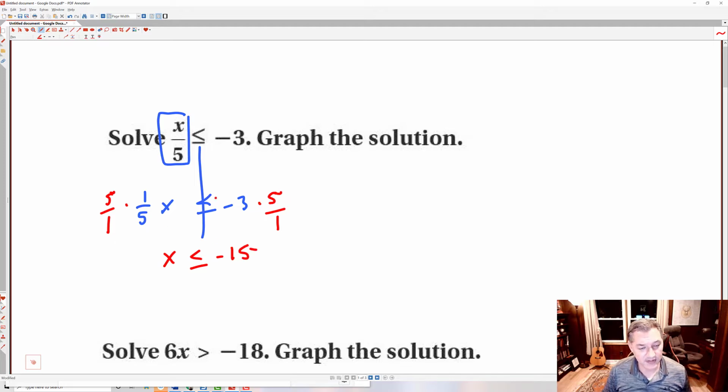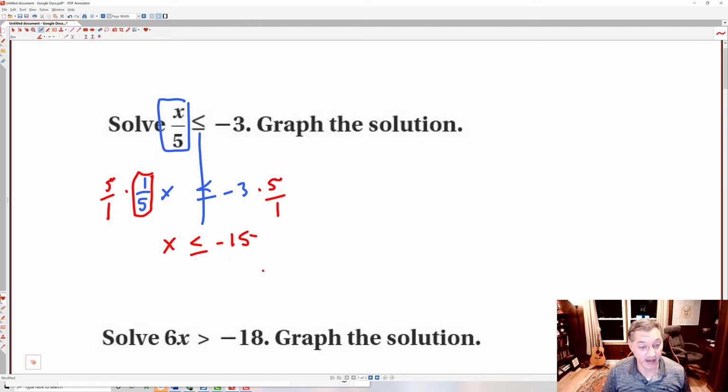Now I didn't flip the sign because my coefficient, what was boxed, was not negative. I only flip the sign if my coefficient is a negative. If I was to graph this out, I have negative 15 as one of my numbers, negative 14 as another number, and negative 16 as a final number. It's going to be a closed circle, and it says x is less than, so it goes to the left.